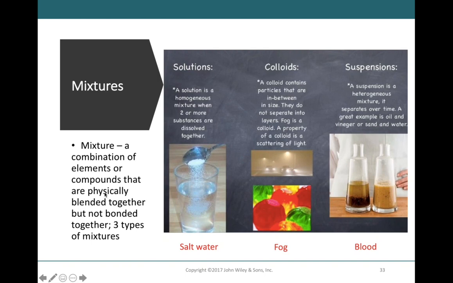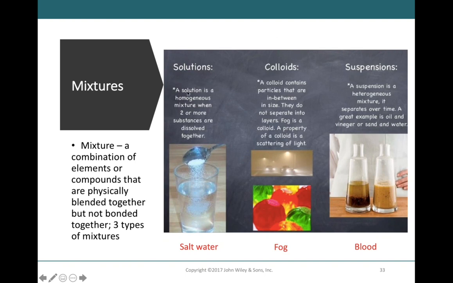So there are three types that we're going to mention. We have solutions, we have colloids, and we have suspensions. Each of these mixtures are pretty much going to be distinguished based on the size of the solute. So think back to those two terms I said, the solvent and the solute. The solvent dissolves something else, while the solute is getting dissolved by the solvent. So the size of our solute particles is pretty much going to determine which mixture we're looking at.